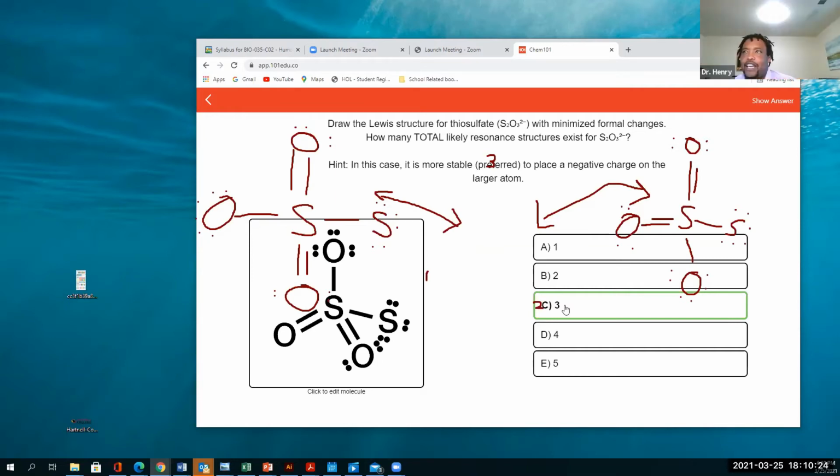Okay, so let's go ahead and get started with the lecture. And the lecture is actually going to reinforce some of these things. I thought I had resonance structures in this chapter, but I think you guys may get a little bit lucky because I don't think it's on the test.